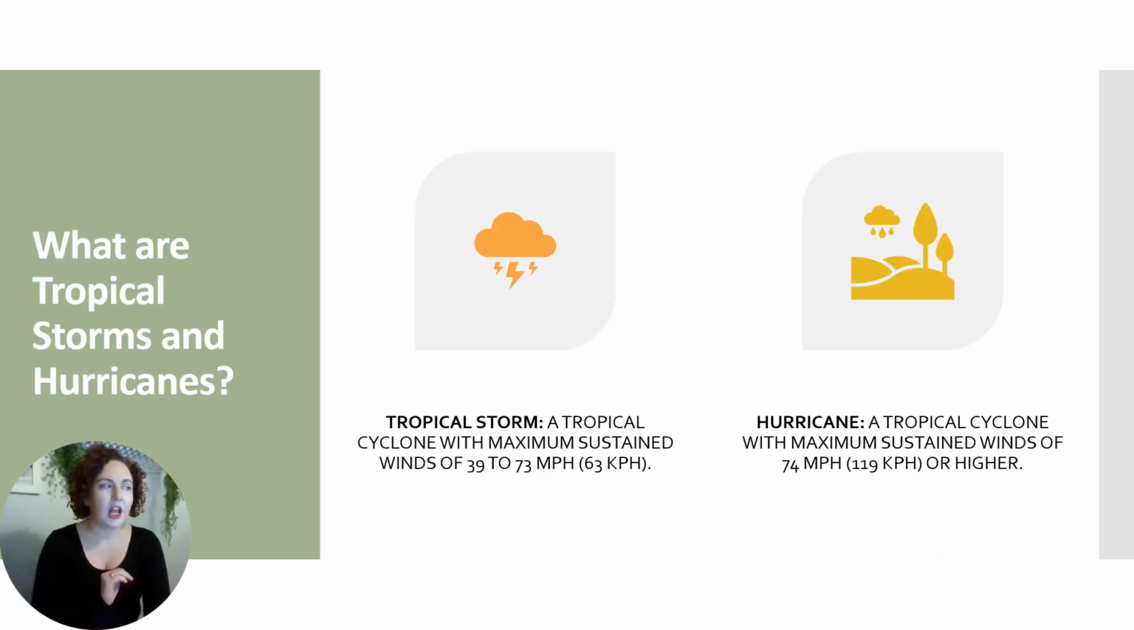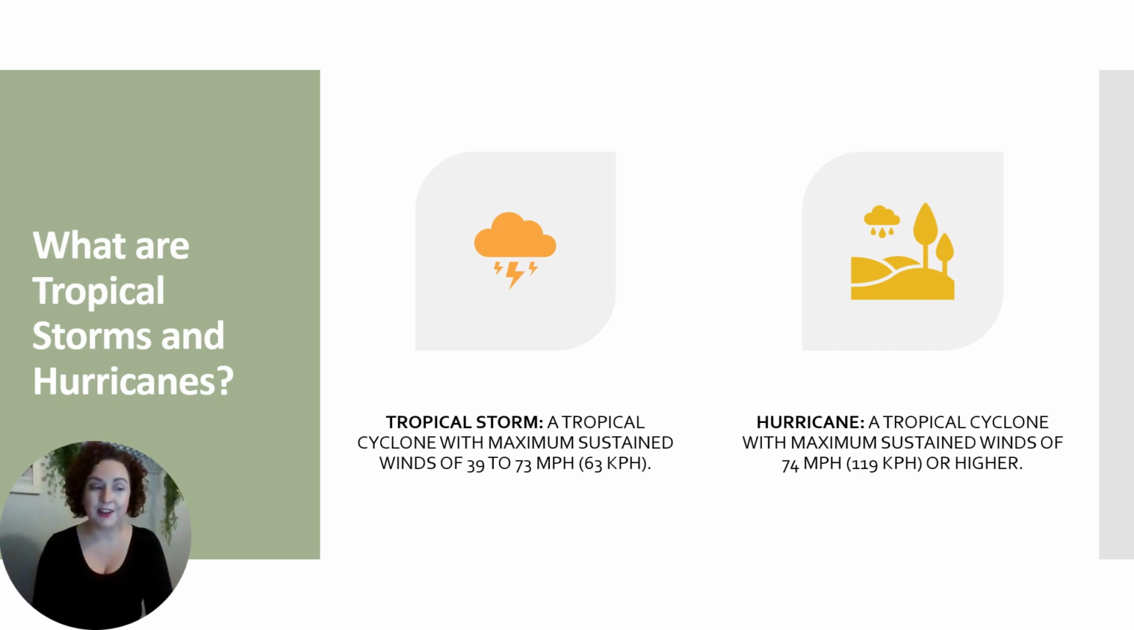So what are tropical storms versus what are hurricanes? These are things that we have to have a really good understanding of, because one is obviously a lot less destructive, but can still serve similar purposes. So, tropical storms. A tropical cyclone has a maximum sustained wind of 39 to 73 miles per hour, or about 63 kilometers per hour. These tend to be more frequent and more observable.